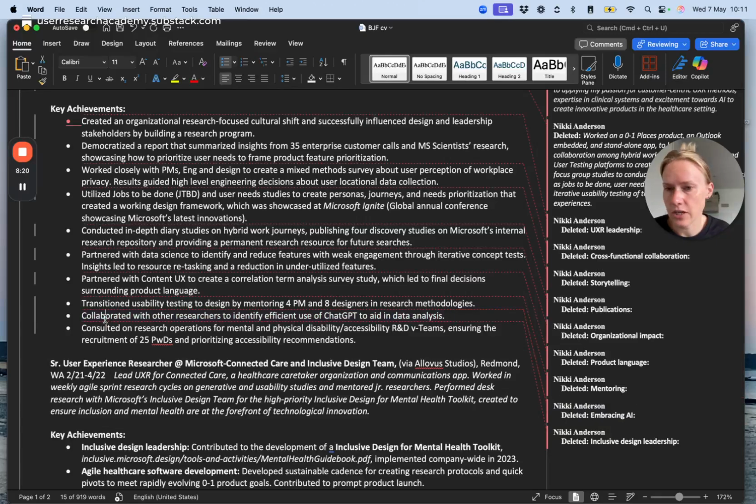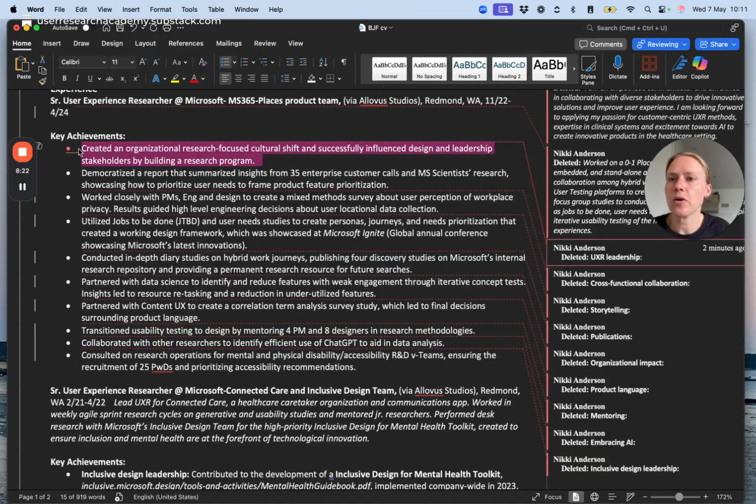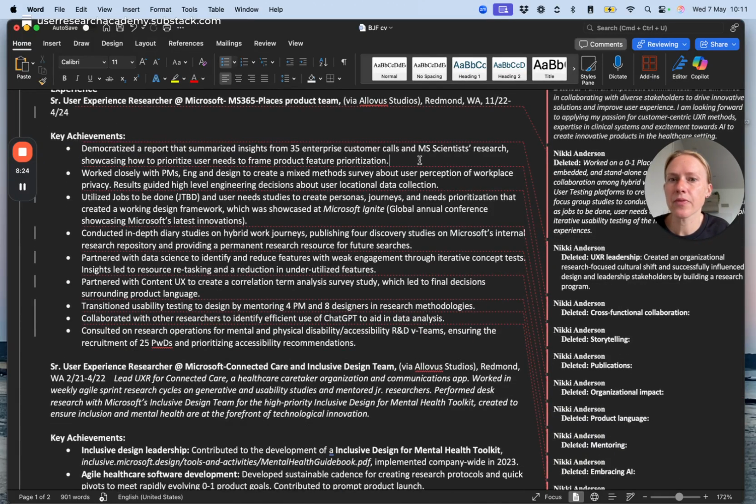That's kind of interesting, but I would get rid of this, because it's too broad, it's not specific to you. This gets a little bit interesting: "Democratized a report that summarized insights from 35 enterprise customer calls and scientist research, showcasing how to prioritize needs to frame product." Okay. And so this is where it all comes down.